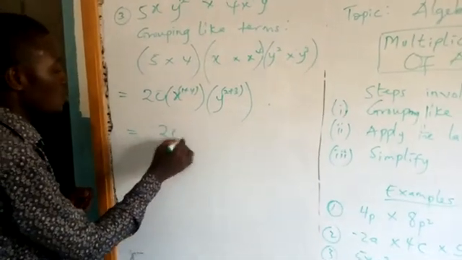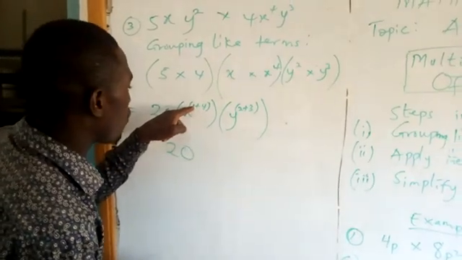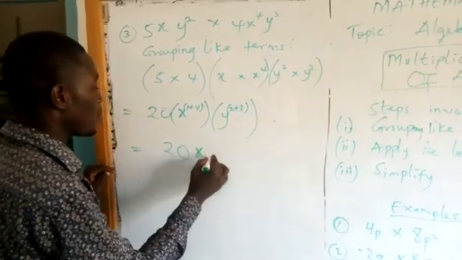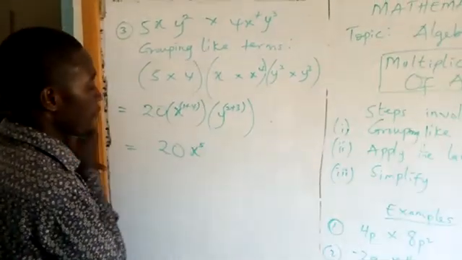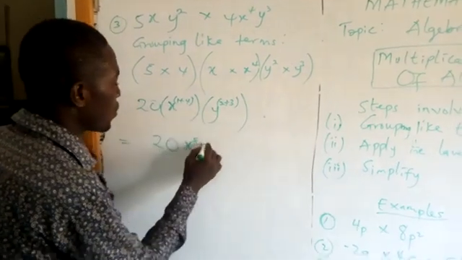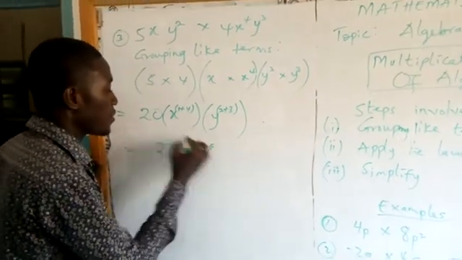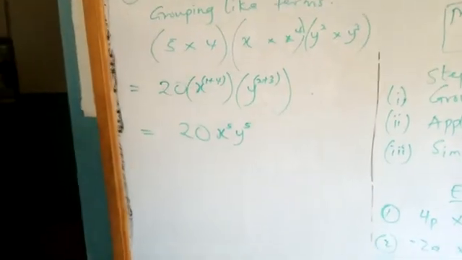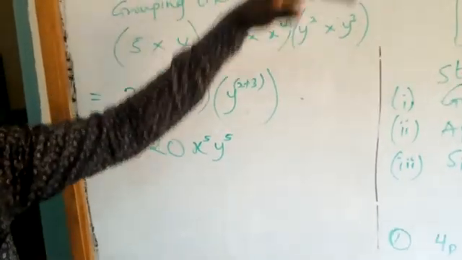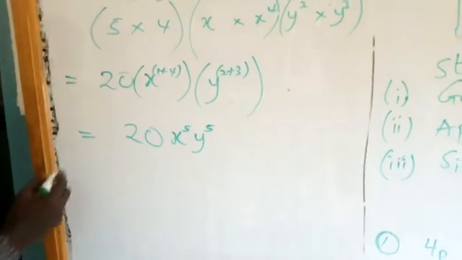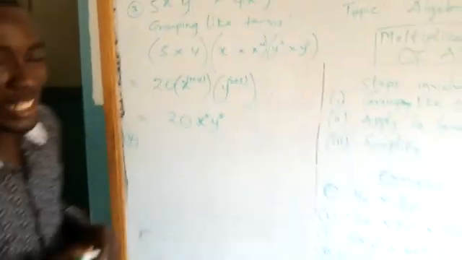This gives us 20x, the 1 plus 4 gives us 5. So the x will now carry the exponent 5. Then y, 2 plus 3 gives us 5. So the y will carry the exponent 5. This gives us our final answer, or the product for multiplying these algebraic terms. Now we want to move on to the division aspect.